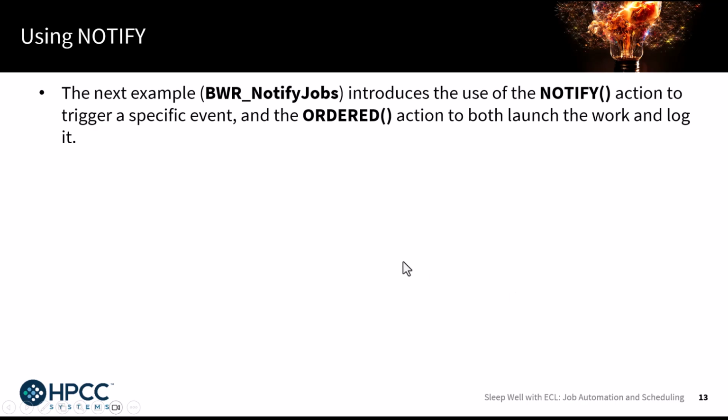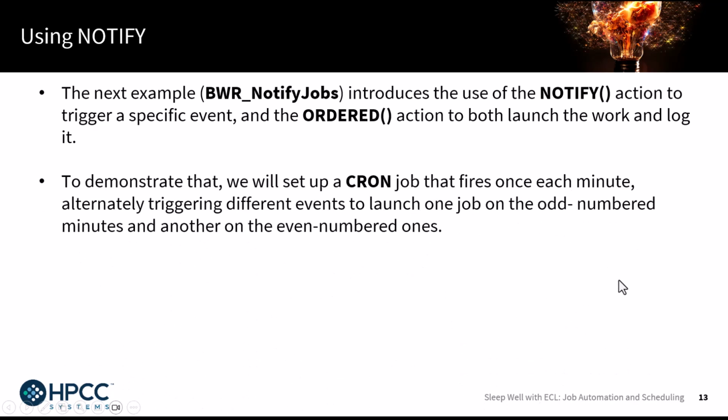So there's a BWR example we're going to look at together. It's introducing the use of the notify action to trigger a specific event, and then the ordered action to both launch the actual work and then log it. To do this, we're going to set up a cron job that fires once a minute, and we're going to detect if the minute is even or odd. Based on even or odd, we'll post an event that the event is even, the event is occurring odd, and so on. Very, very simple example.